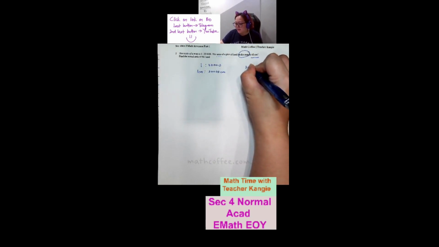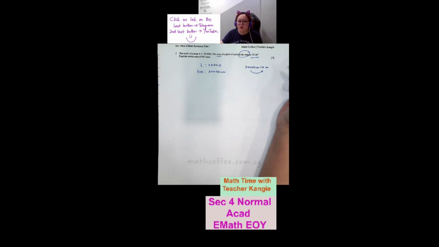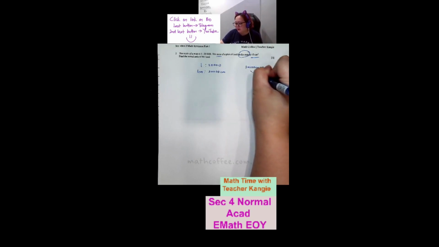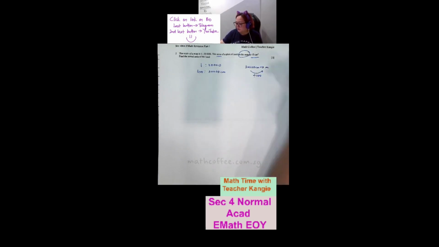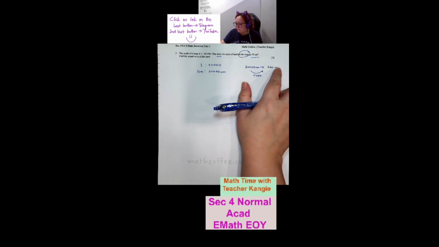Okay, I'm going to write at the side. So 20,000 cm, let's change to meter first. We know that 100 cm is 1 meter, so we divide it by 100. If we divide by 100, we will get 200 meter. This is cm to meter.